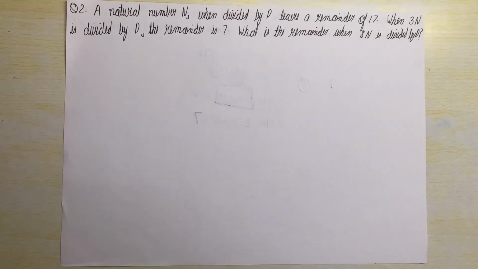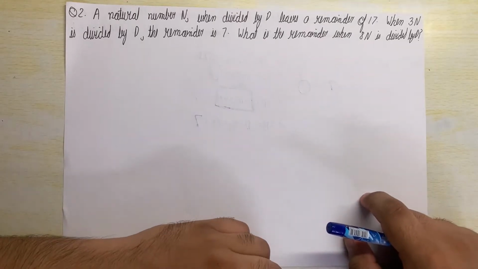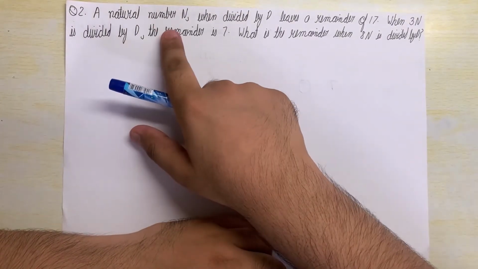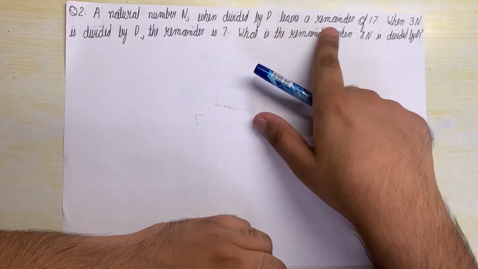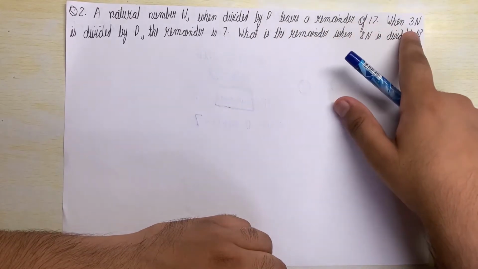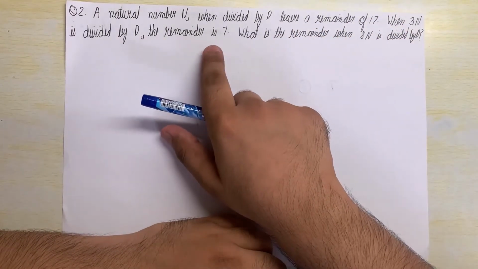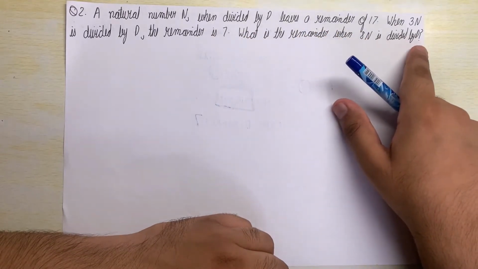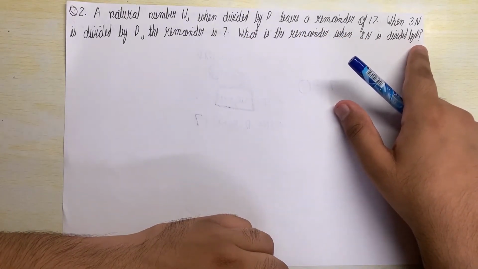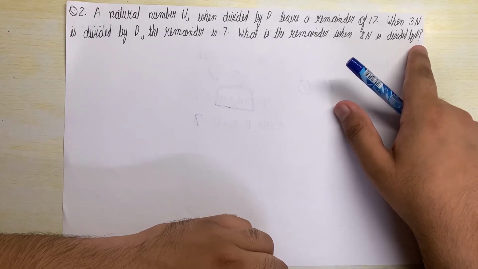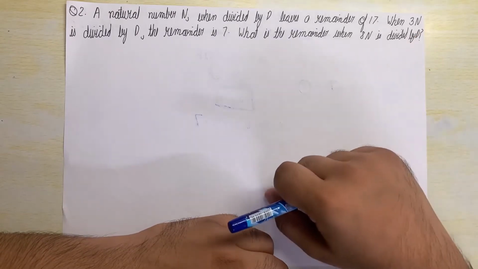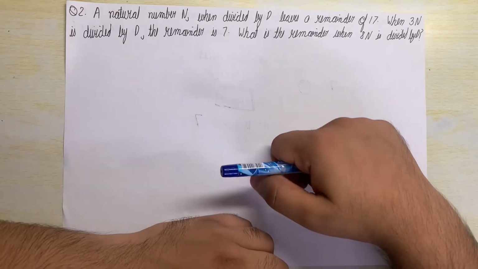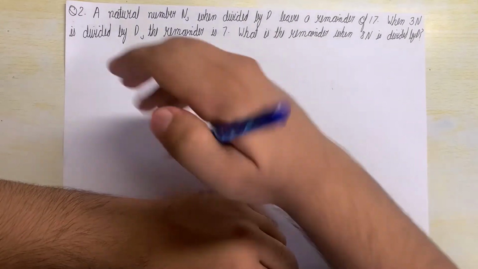Okay guys, so let us look at the second question now. The second question says, there is a natural number n which when divided by d leaves a remainder of 17. When 3n is divided by d, the remainder is 7. So we have to find what is the remainder when 8n is divided by d. Please pause the video, go through the question again and try to solve it yourself. Okay guys, so let us look at the solution now.